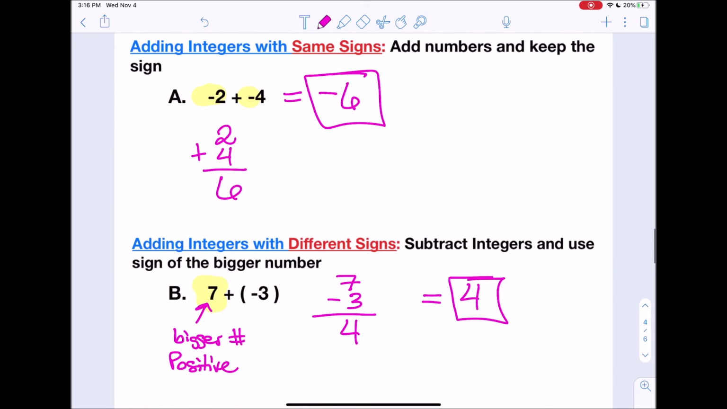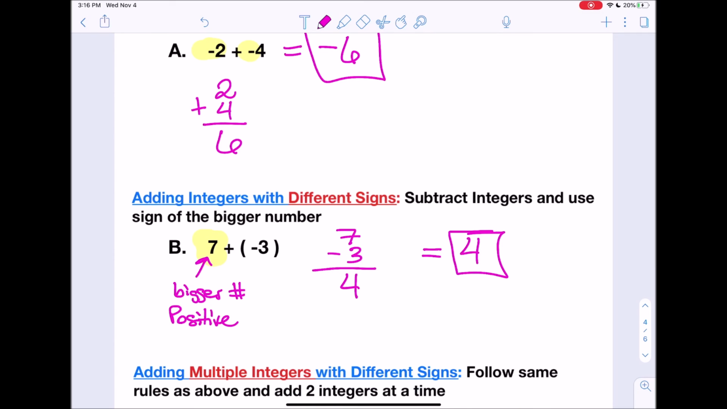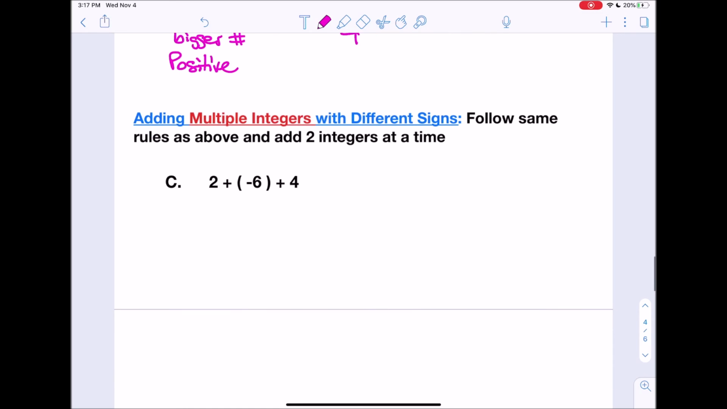Okay, so same signs, you add the numbers together. If they're both negative, you keep it negative. If they're both positive, the answer is positive. For different signs, you subtract the two numbers, and whichever number is bigger, that's the sign you use. So if the bigger number is negative, your answer is negative. If the bigger number is positive, then your answer is positive. All right, and then we had C, where we add multiple integers at once. So the rules for doing this is you're going to follow the same rules that we did above, right? Same signs you add, different signs you subtract. Same signs you keep the sign the same. Different signs you take the sign of the bigger number.